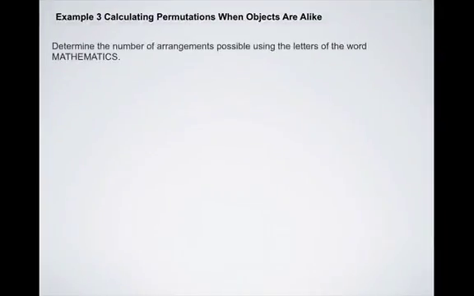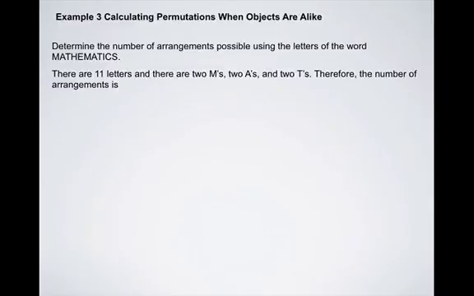So let's consider an example here. Determine the number of arrangements possible using the letters of the word mathematics. Now there are 11 letters, and there are 2 M's, 2 A's, and 2 T's. Therefore, if they were all different, the number of arrangements would be 11 factorial. But we have to divide by 2 factorial because of the 2 M's, times 2 factorial because of the 2 A's, and 2 factorial because of the 2 T's. And so you end up with 4,989,600.